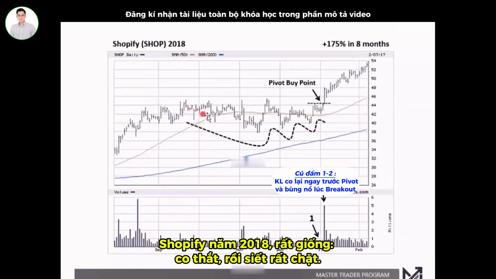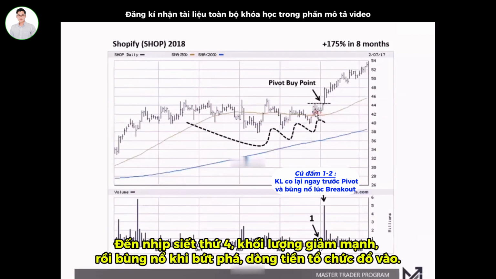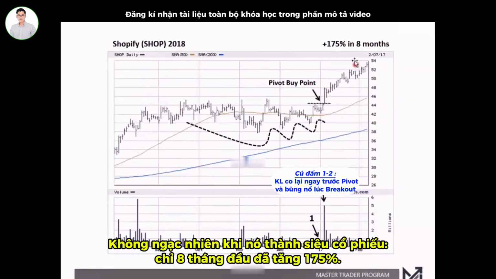Here's Shopify, 2018. Very similar. Contraction, contraction, coming in, getting very tight. Here's your fourth contraction, and it tightens up. Look, the volume comes way down, and then wham, look at the volume coming in. Big institutional volume coming in, breaking this out. No wonder it turned out to be a big winning stock. But in this first 8 months, it was up 175%.